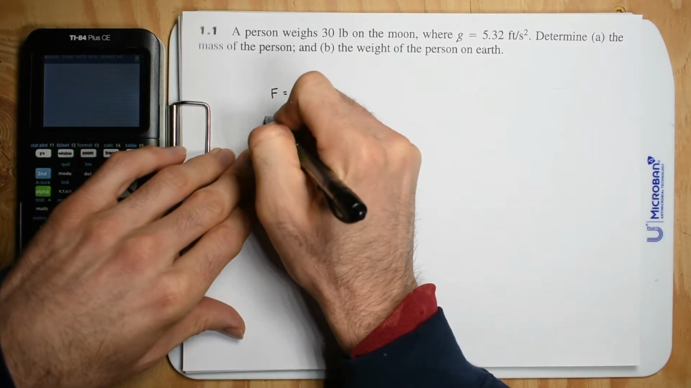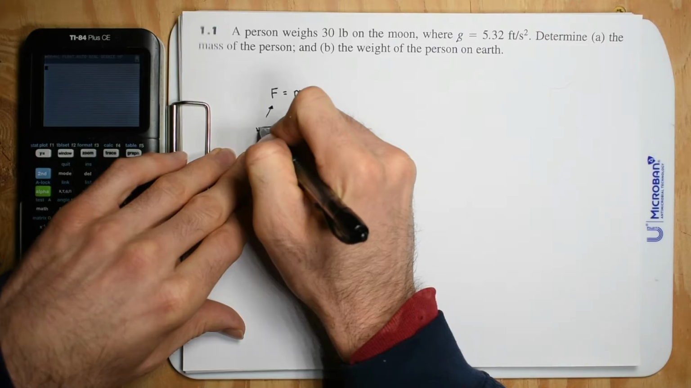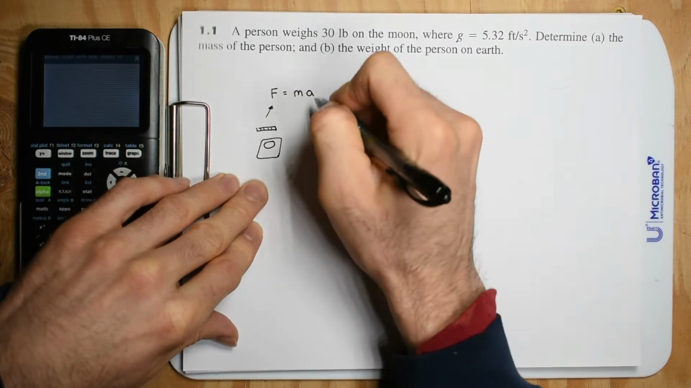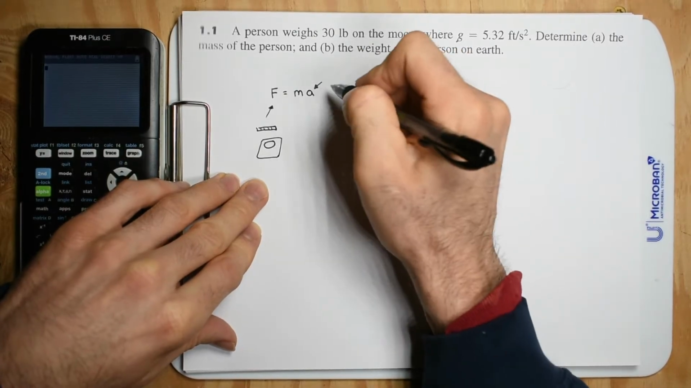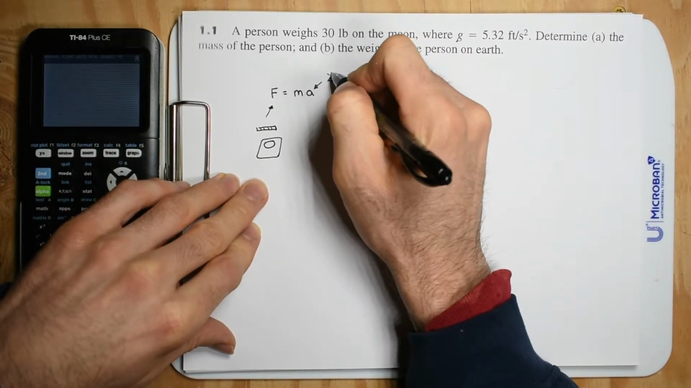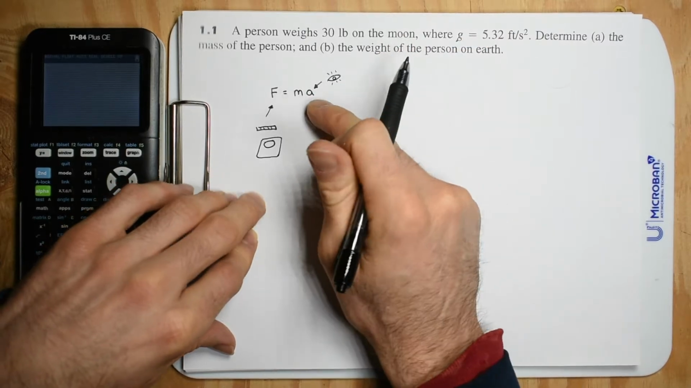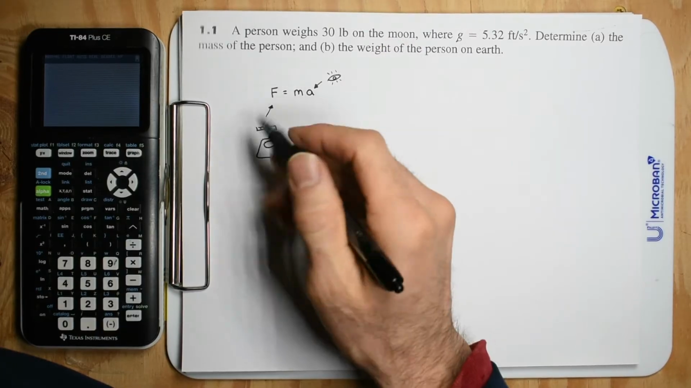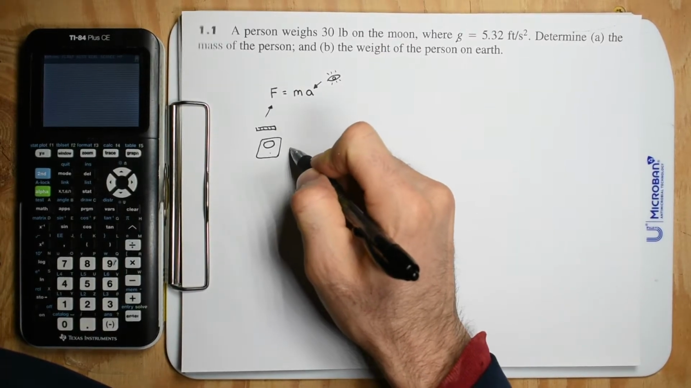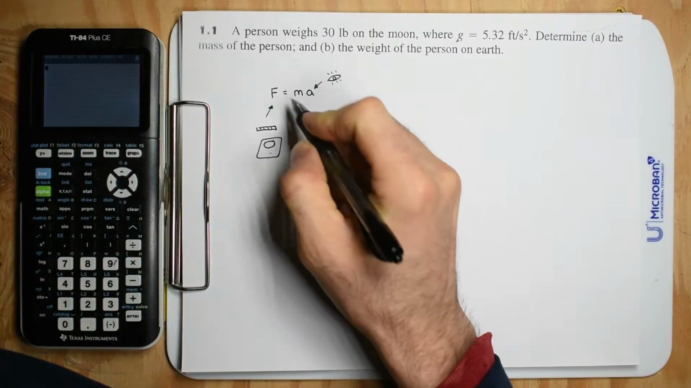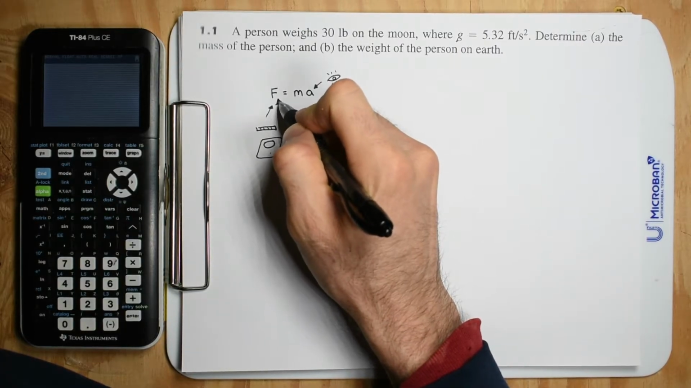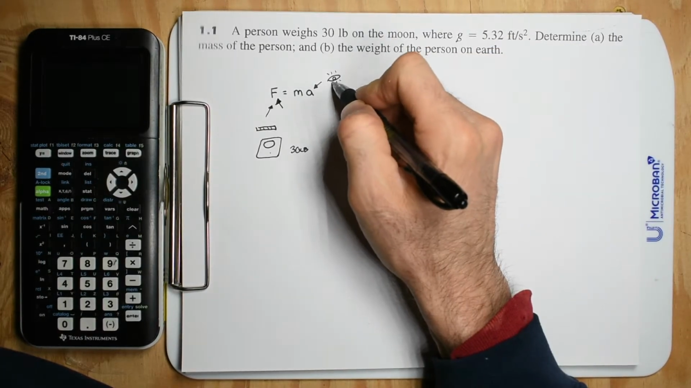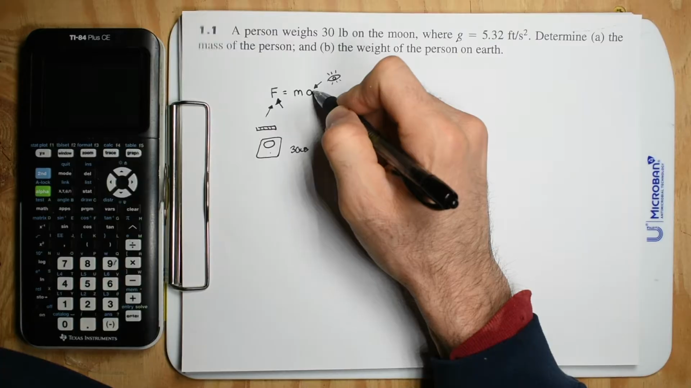But this side of the equation is what you measure. I would say in this case, you measure it with a scale. And on this side, the acceleration is what you see. Do you see motion? Anyway, it says on the moon a person weighs 30 pounds. So you brought a scale to the moon and it said 30 pounds. Well, guess what? That's that side of the equation.